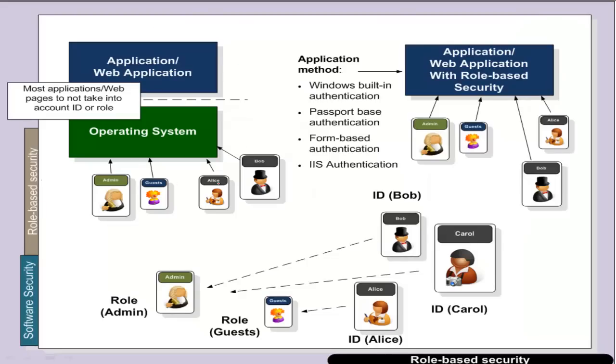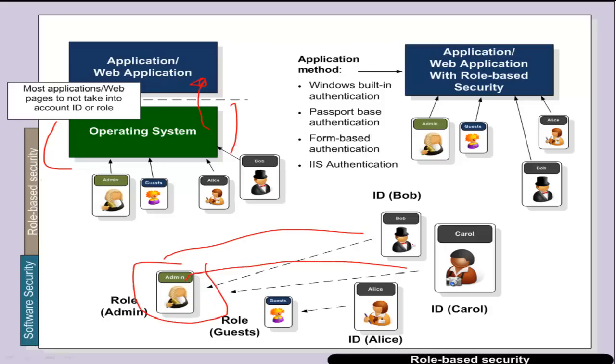Okay, so many applications get their rights from the operating system, which really isn't a very good method. It's much better to get the rights from some other way. So in this case we can use role-based security, where we can define that certain users are part of a certain role, and they could be part of multiple roles if they want. So in this case Alice is part of the guest role, and Bob and Carol are part of the admin role.